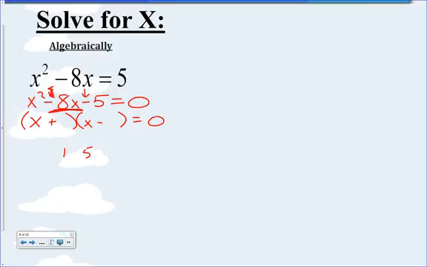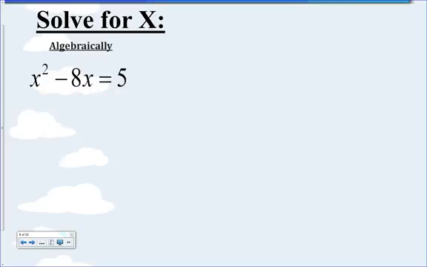There's no way to do it. I can put the 5 here and the 1 there, but I only get 4. If I put the 1 there and the 5 here, I get negative 4. I can't get 8. So this is not factorable the way it is, which is why we need to complete the square.